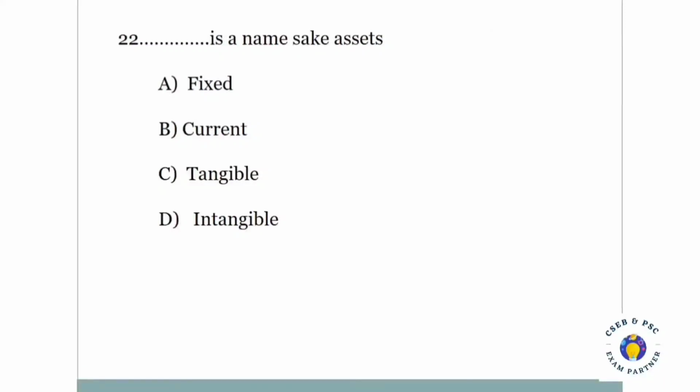Question number 22. Dash is a namesake asset. Option A fixed, option B current, option C tangible, option D intangible. Answer is intangible.